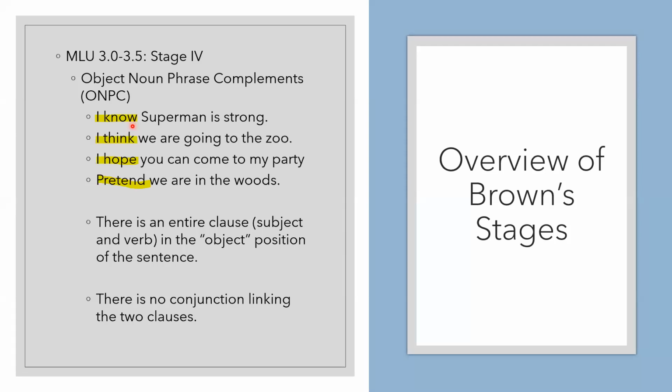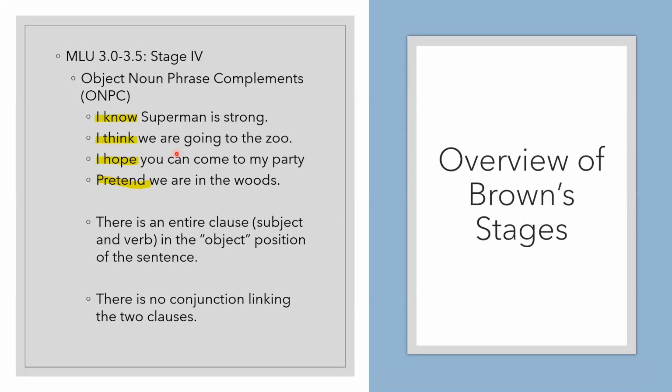There are other ones you can use, but great ones like I know and I think and I hope and pretend are really easy ways to add words to utterances in a very predictable sort of way. I know Superman is strong. I think we're going to go to the zoo. I hope you can come to my party. Pretend we are in the woods.